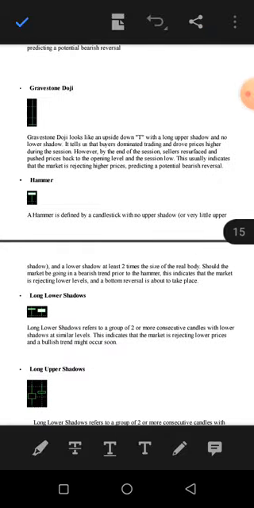They are saying a hammer is defined by a candlestick with no upper shadow or a little upper shadow and a lower shadow at least 2 times the size of the real body. Should the market be going in a bullish trend prior to the hammer, this indicates that the market is rejecting lower levels and the bottom reversal is about to happen, right?